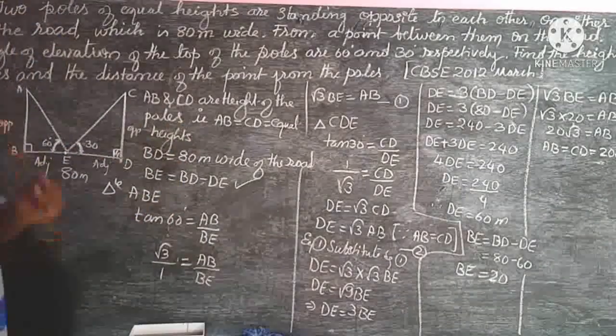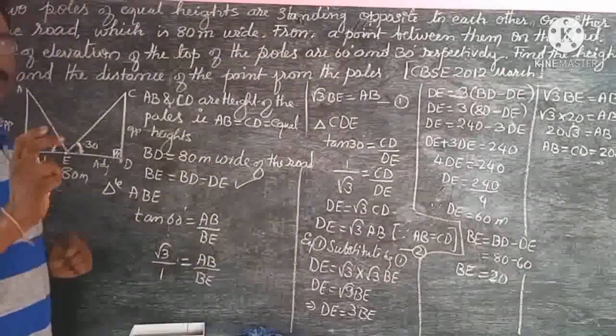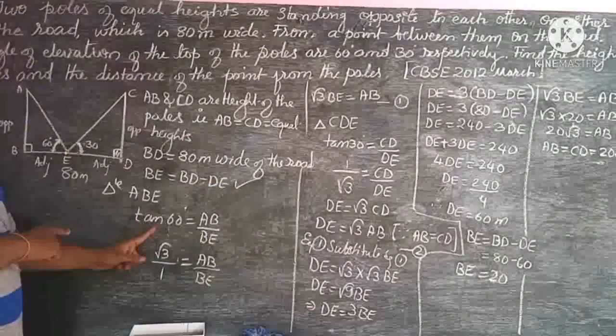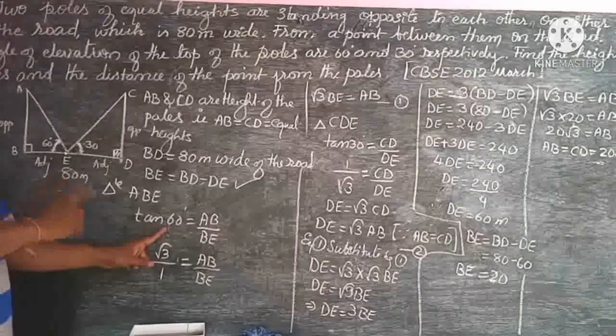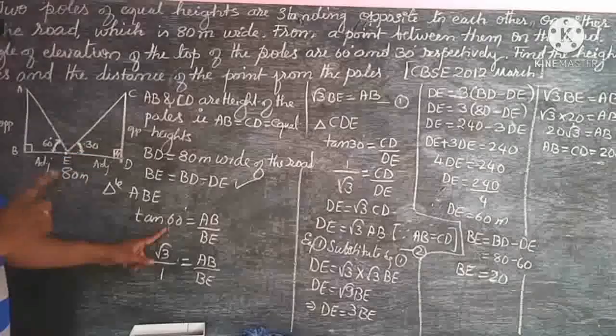And the next one is what you are taking? The angle of elevation. Two angles of elevation are here. The first angle of elevation is 60 degrees. Therefore you are taking the first angle of elevation, tan 60 degrees equals A divided by B. You know, for all these trigonometric angle values, we must be perfect.